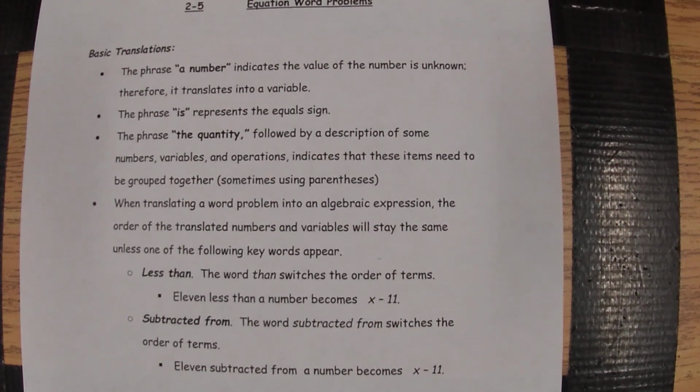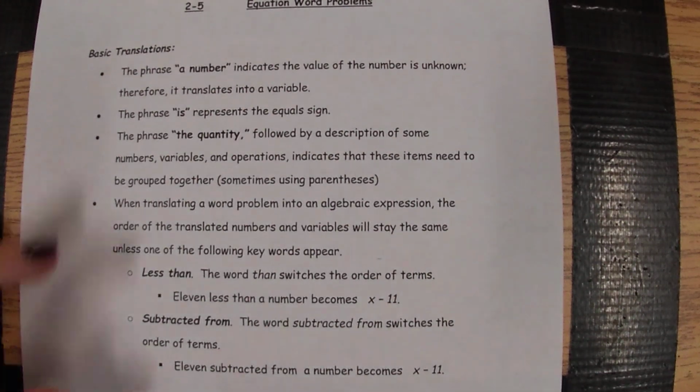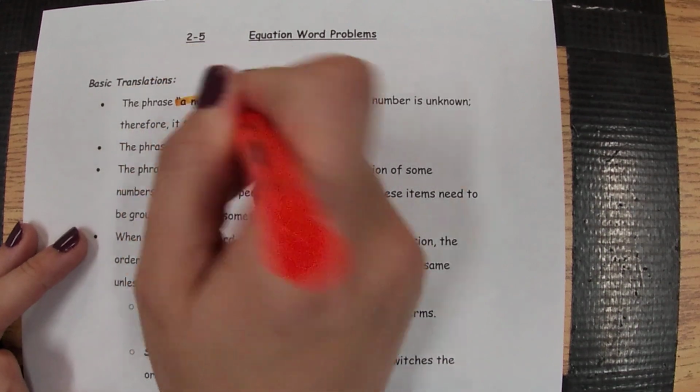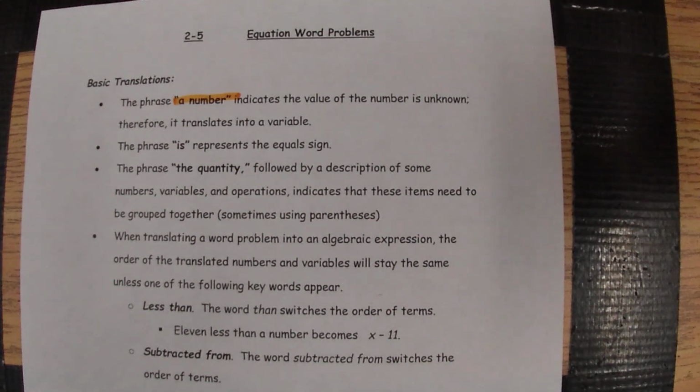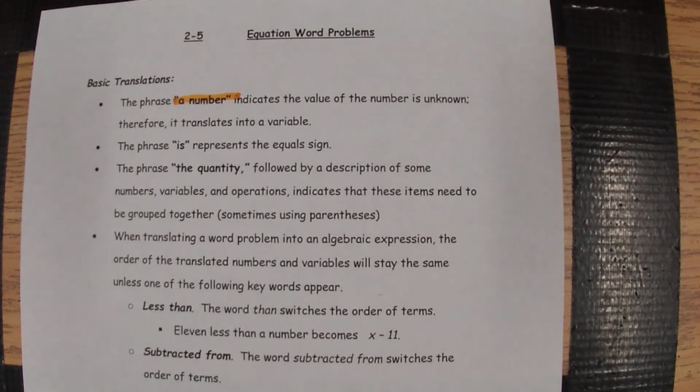So the first thing that we see up here is the phrase, a number. Whenever we read something that's just talking about a number, that means the value of the number is unknown and we need to translate it into a variable. You can choose whatever letter you want. I suggest you choose a variable that you're willing to solve for. So if you're choosing Q because you feel sorry for it, but then you don't like to solve equations with the letter Q in it, don't pick Q.